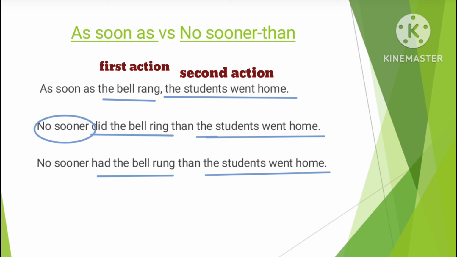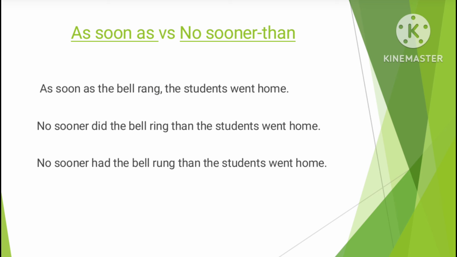When we use no sooner, it will be: no sooner did the bell ring than the students went home. Did the bell ring? This is the inversion. The students went home, this is the statement. In all the three sentences, the second part, the students went home, is the same. There is no change. But the first part changes.